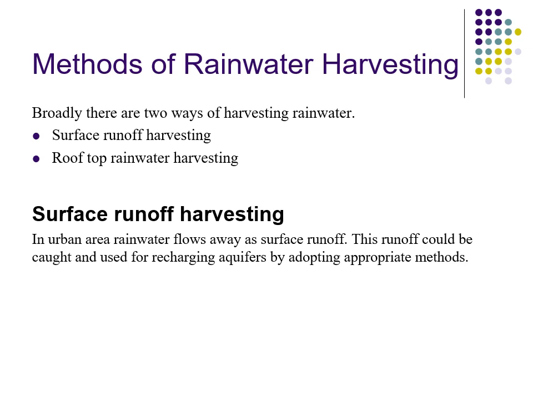Methods of rainwater harvesting. In methods of rainwater harvesting, there are two types of harvesting rainwater. The first one is surface runoff harvesting system and the second is rooftop rainwater harvesting system. Surface runoff harvesting system: in an urban area, rainwater flows away as surface runoff. This runoff could be caught and used for recharging aquifers by adopting appropriate methods.